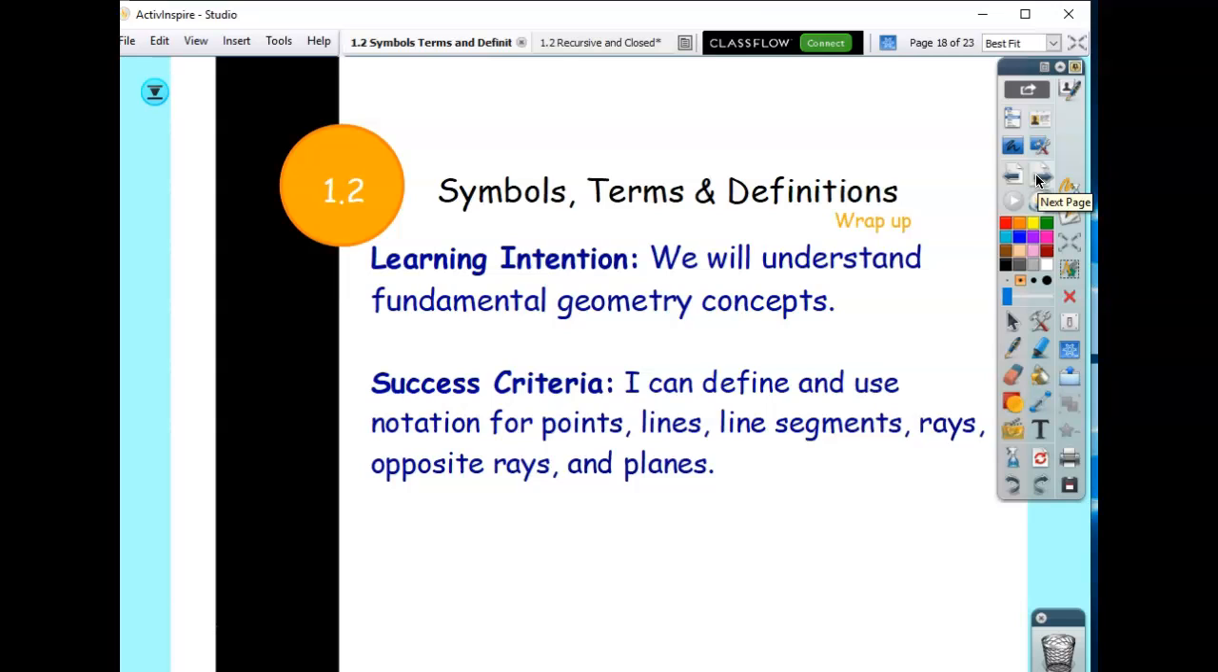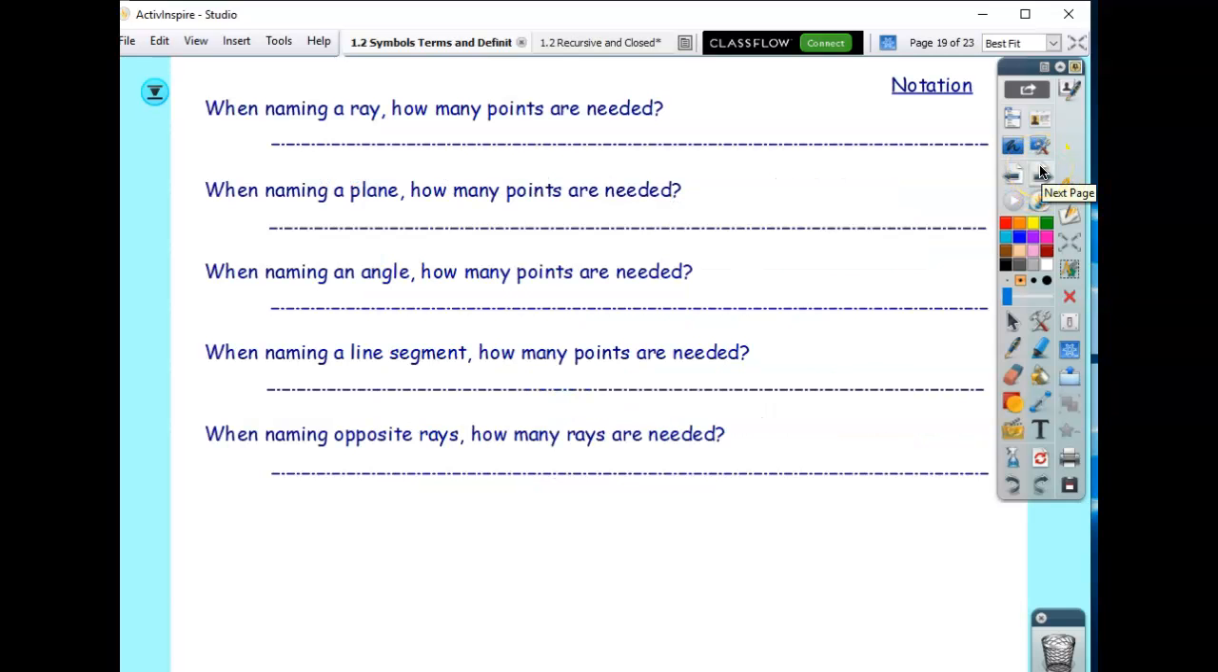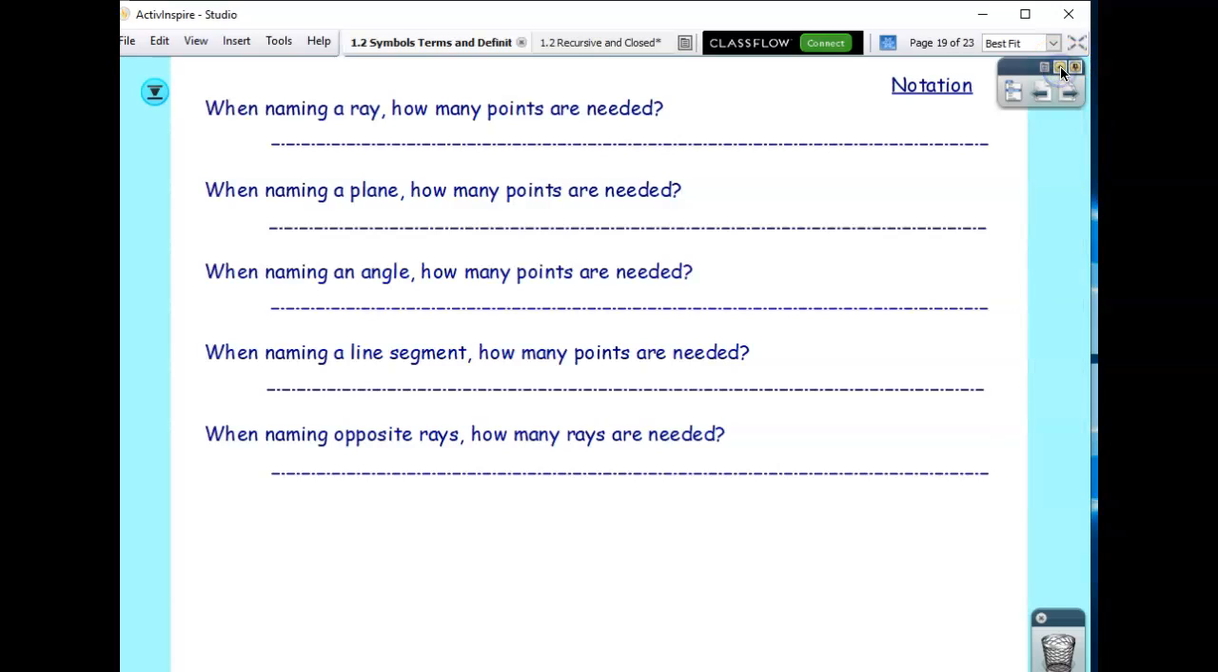Okay, same success criteria and learning intention that we've had since, I believe, Wednesday of last week. Again, naming different geometric figures, how many points are needed of each and what's the notation. So when you're naming a ray, how many letters do we need? We need 2 points or 2 letters, and the notation is just the arrow up above. So for example, PQ would be your ray.